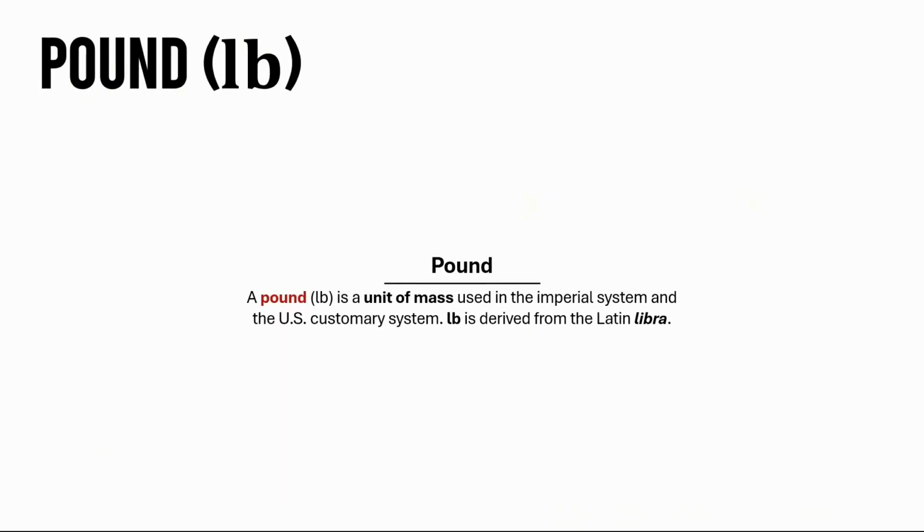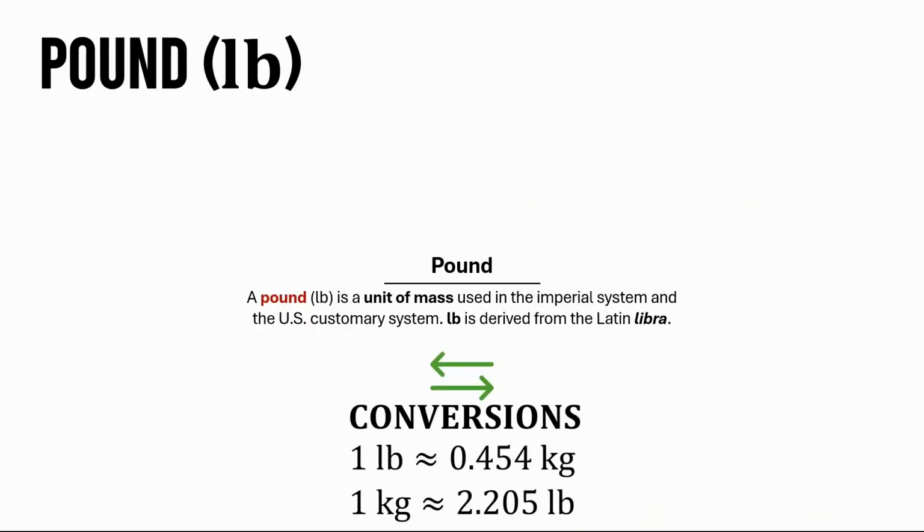Pound. A pound, lb, is a unit of mass used in the imperial system and the US customary system. lb is derived from the Latin libra. Conversions. 1 pound is around 0.454 kilograms. 1 kilogram is around 2.205 pounds.